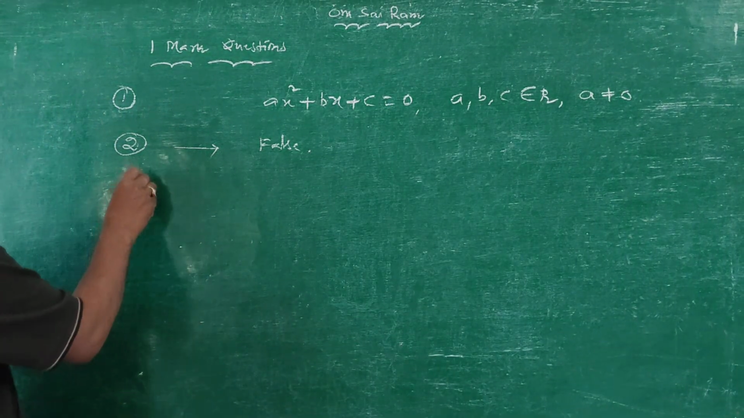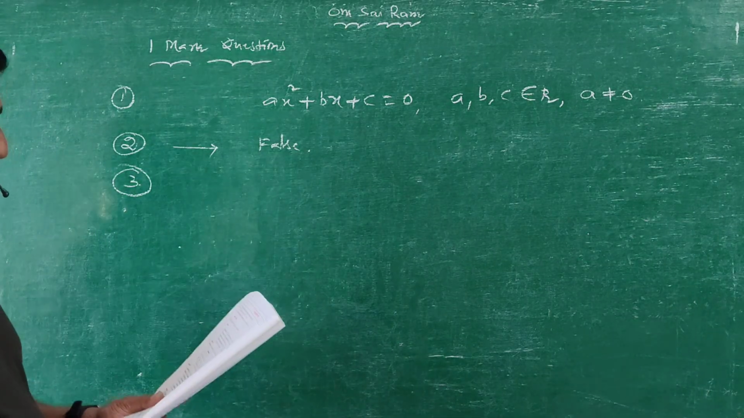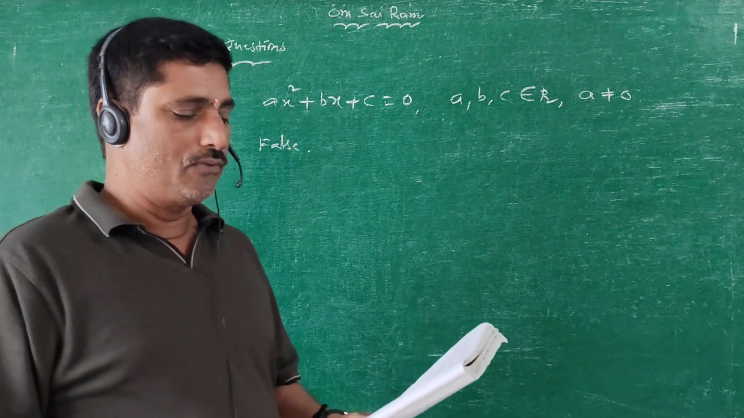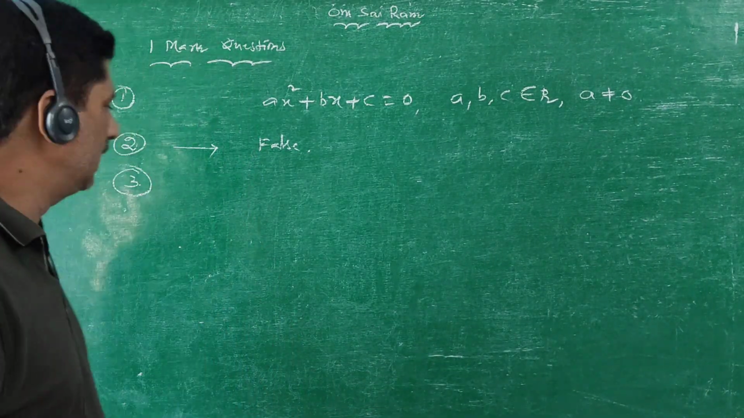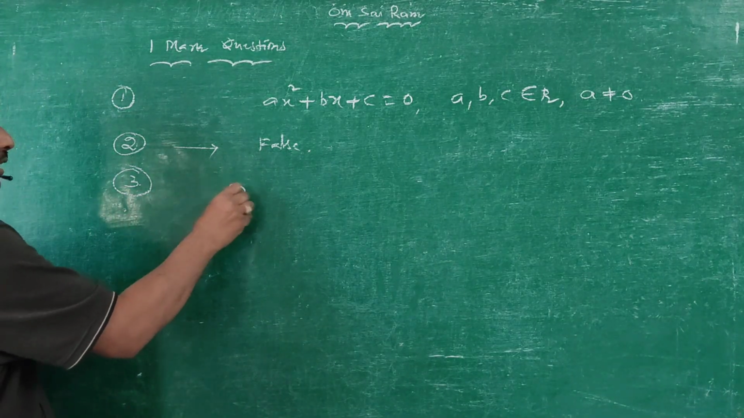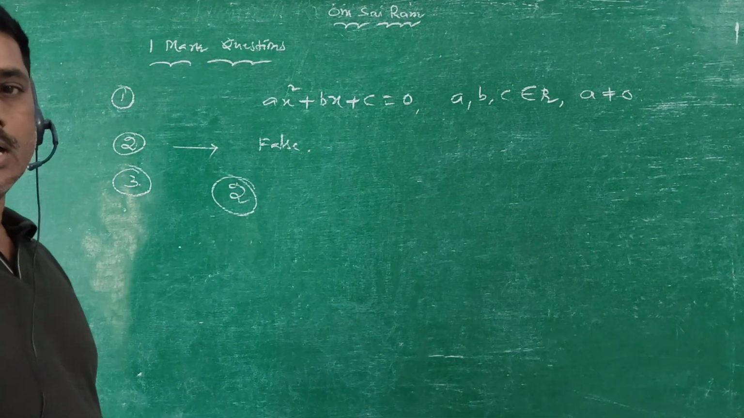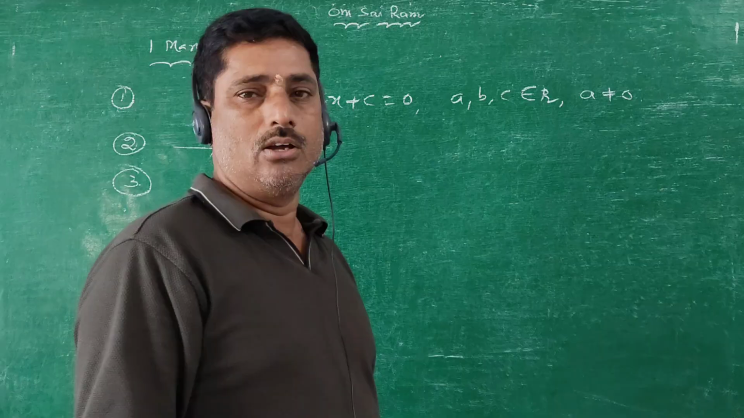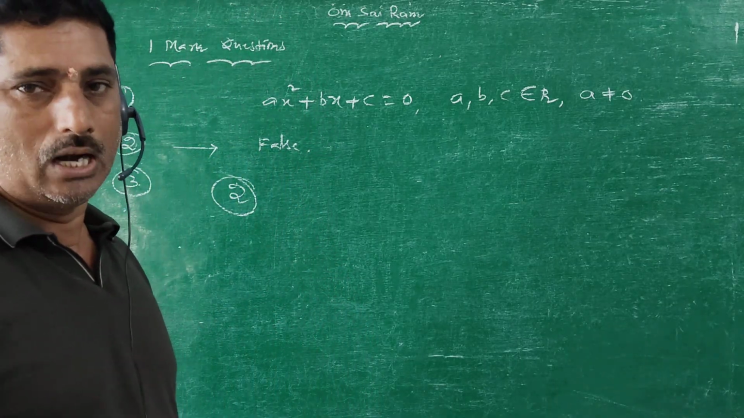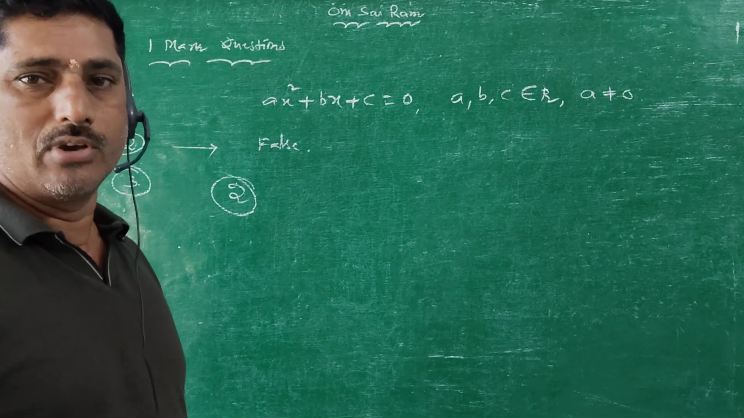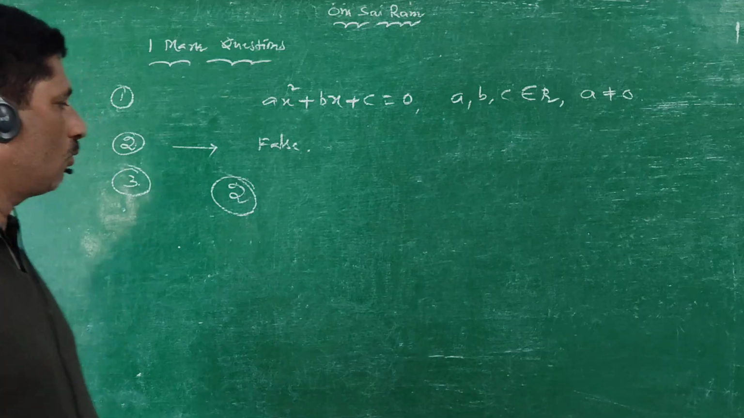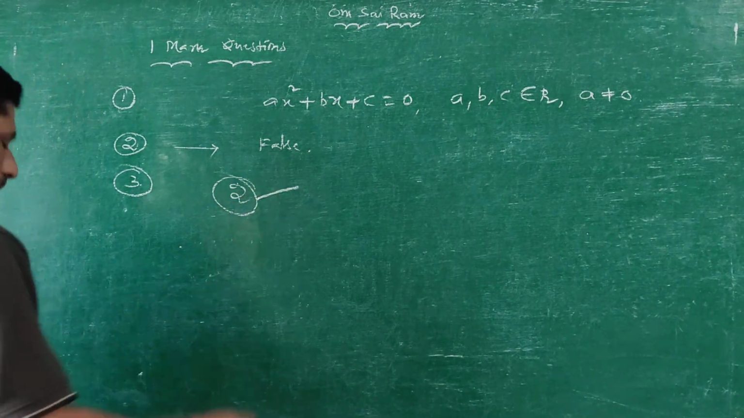Then the third question: the degree of a quadratic equation. What is the degree of a quadratic equation? It is 2. The degree of a linear equation is 1. The degree of a cubic equation is 3. Quadratic equation degree is 2.